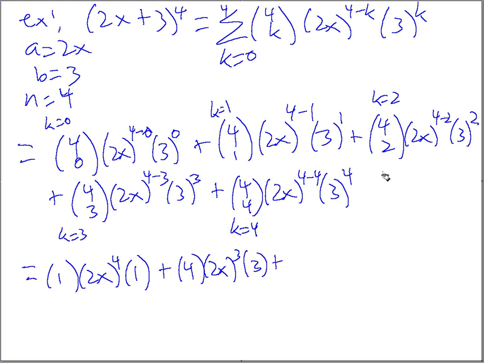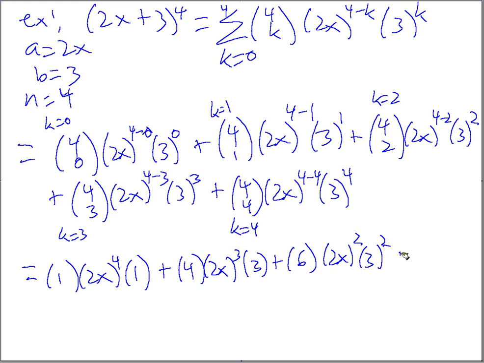Third term. 4 choose 2. Punch it in, 4 nCr 2. That's going to be 6. So this is 6 here. 2x squared, second power, because 4 minus 2. And 3 squared, again that's going to be 9, but I'm just going to bring it down if you don't mind. 3 squared.